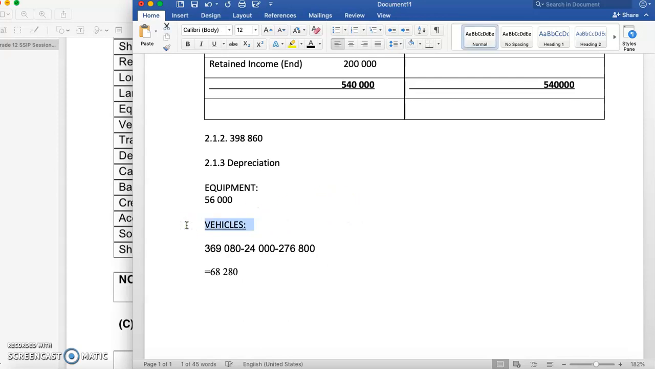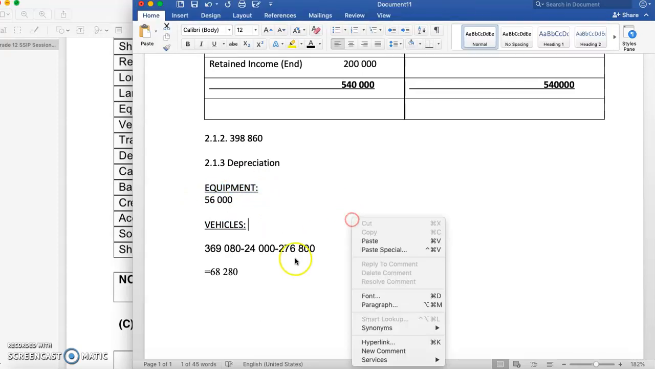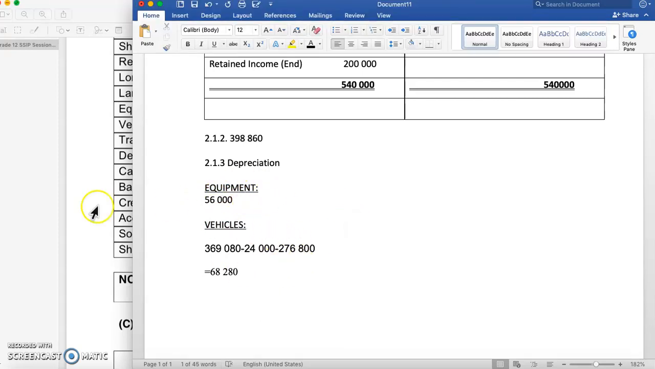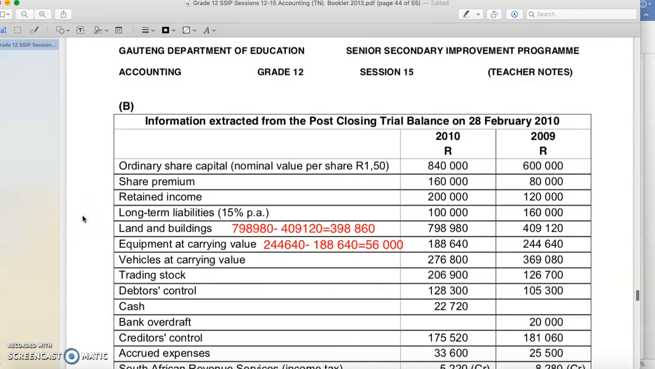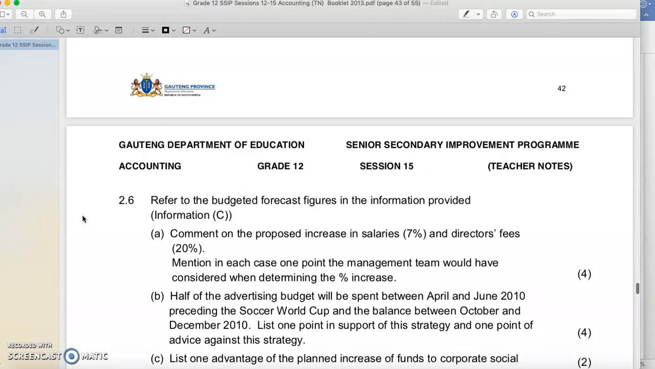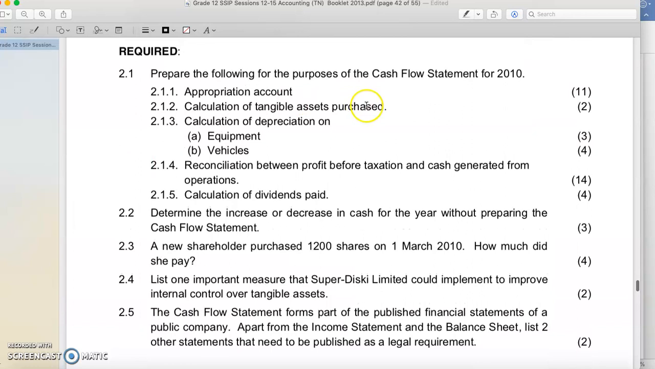If you have another way that works, that's perfectly fine, and I think it was pretty straightforward, pretty easy. So that's how we calculated tangible assets purchased as well as equipment and vehicles. In the next video, we're going to move on to 2.1.4.